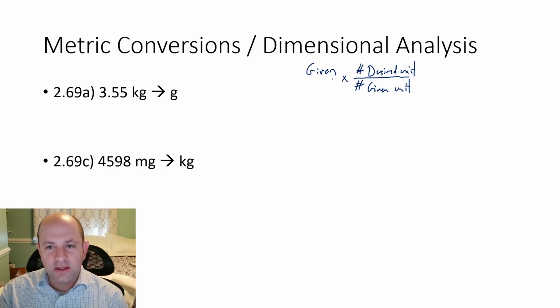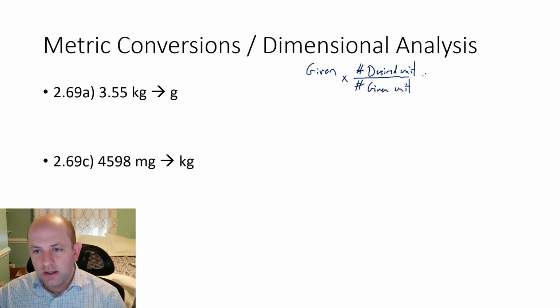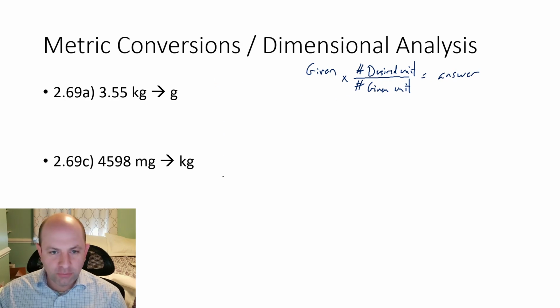Because in math, if we're going to change something in an equation, we're only really allowed to do either the same thing to both sides or multiply by 1. And so that's what we're doing here. We're multiplying by 1, and that'll give us our answer. And so for both of these, we're going to first say, what is the conversion we need to use between the units? Then we'll set it up in this form, and then we'll do the math and get our answer. So for the first one, we're going between kilograms and grams.